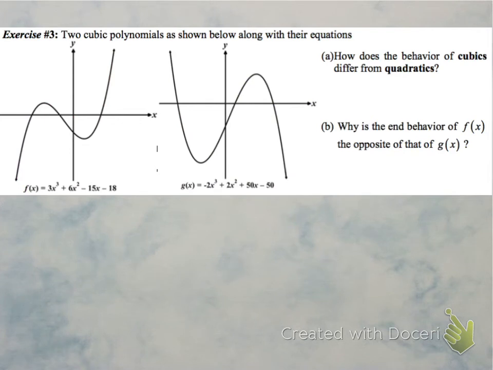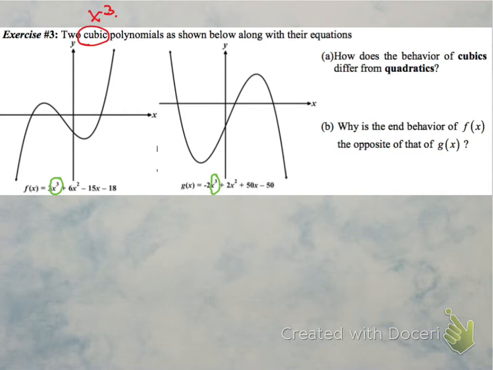All right, so here we have 2 cubic polynomials. So a cubic is going to be an x to the 3rd power. And so we can see this x to the 3rd power here. We can see this x to the 3rd power here. Now, we have them pointing in different directions.